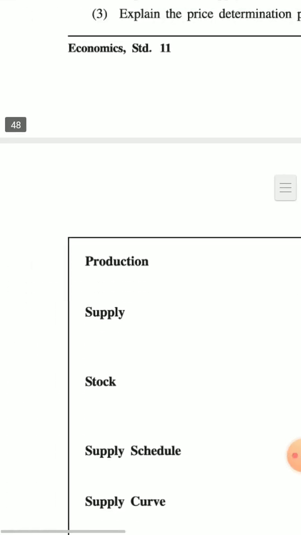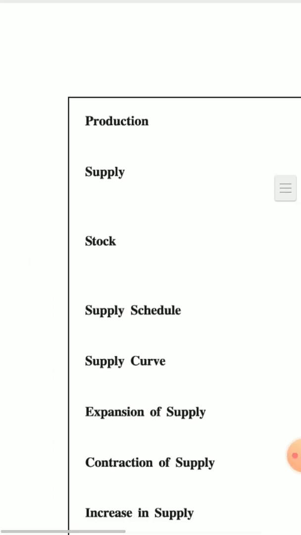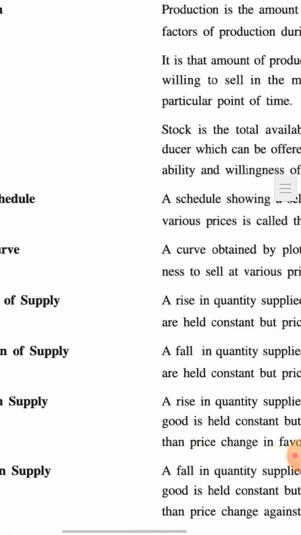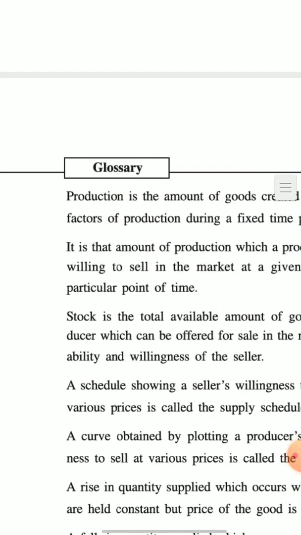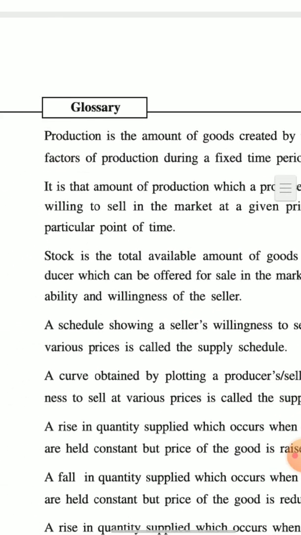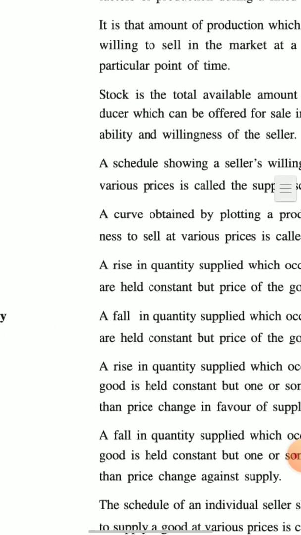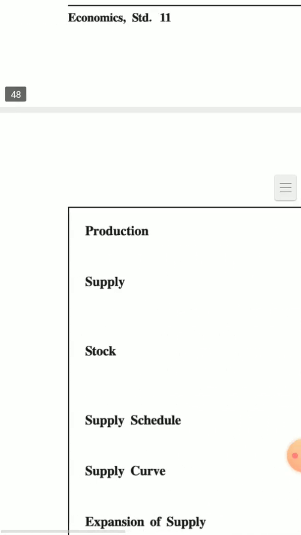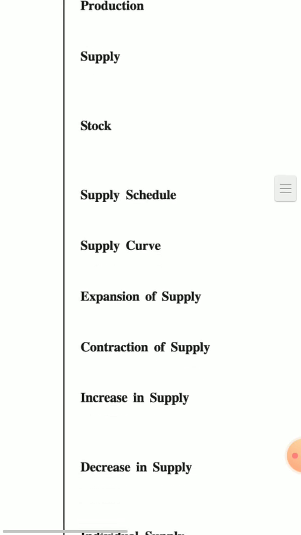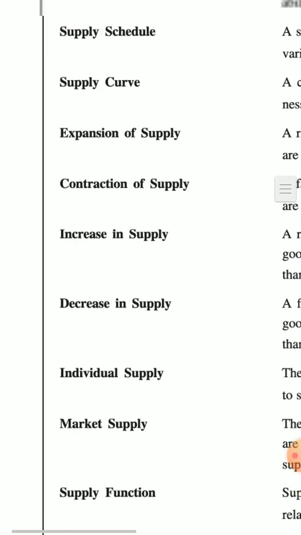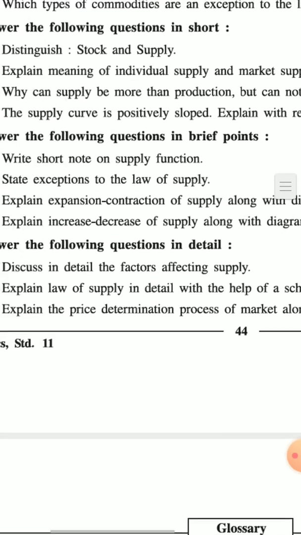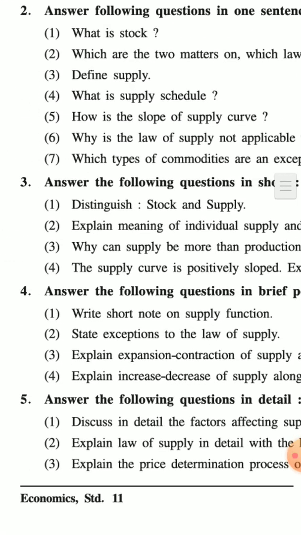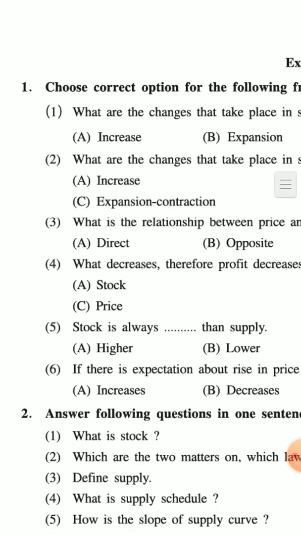Then as I said, what is production, what is supply, what is stock, all these terms you can learn from your textbook. It is given in the glossary part. It will help you to write your one line answers, two line answers, short answers. You can take them from this glossary. So you have to learn this glossary to write the short answers. So this is how you are going to write all the questions in your assignment book.